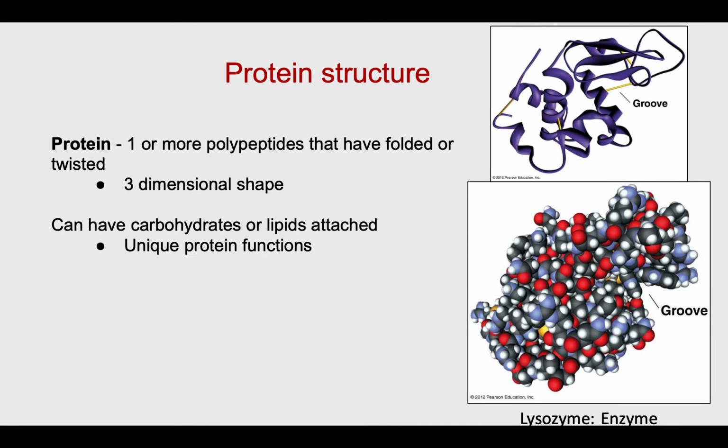Let's see here. So protein structure. Structure equals function. That's something you're going to see so many times throughout this lab, this lecture. So let's talk about the protein. A protein is going to be one or more polypeptides that have folded or twisted into some three-dimensional shape. All right, so it's more than just a line of amino acids. It's these amino acids that have been twisted, they have been folded up, they have created some sort of unique shape that is specific to their function.